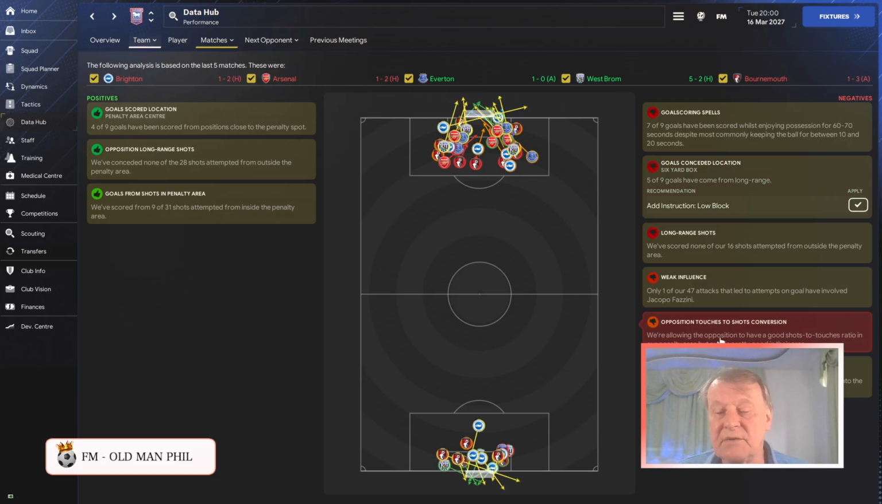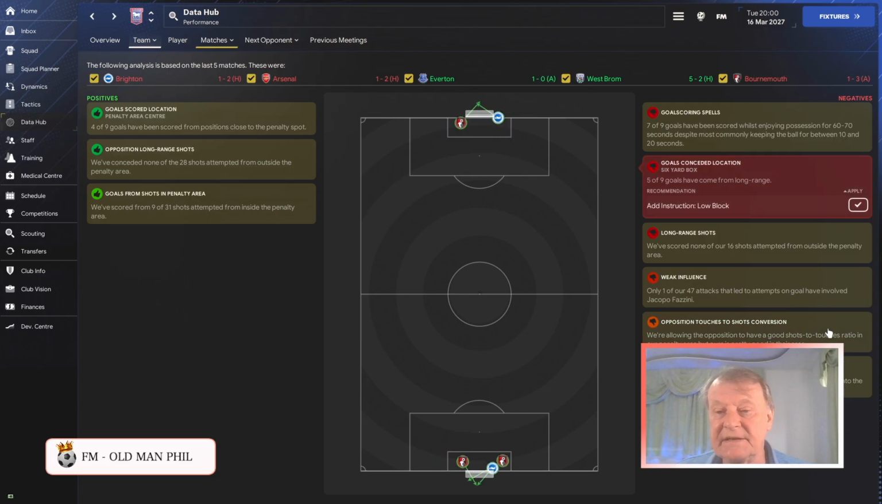Also, in terms of opposition touches to shots conversion, we are allowing the opposition to have a good number of shots to touches ratio in our penalty area. That probably means that I'm going to have to play in a low block with a higher line. I just don't want too many opportunities being given away in the penalty area.